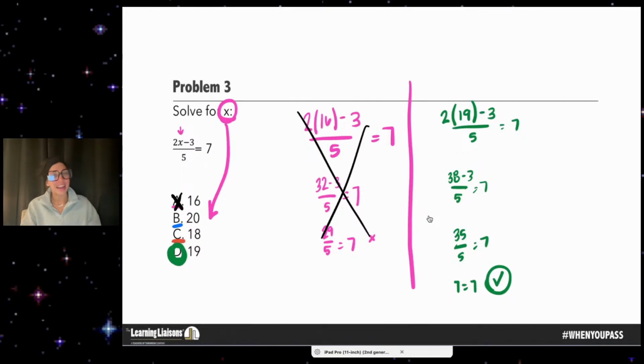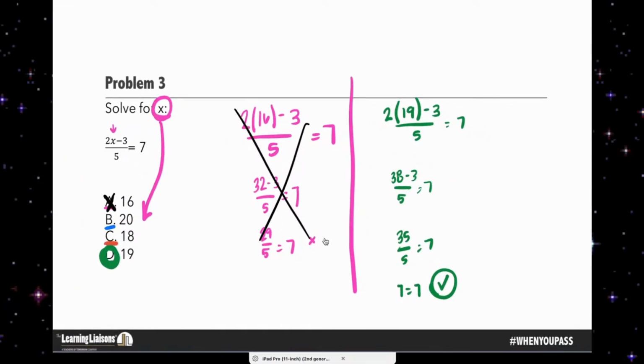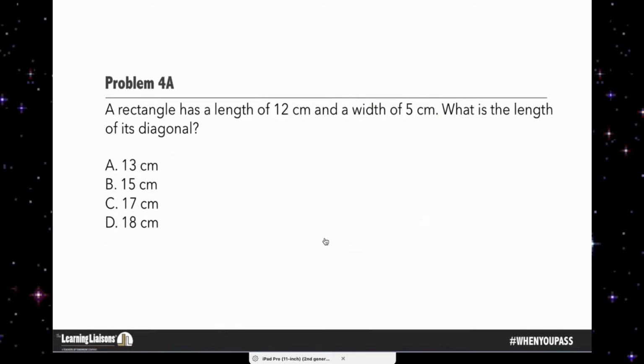All right, let's go ahead and move on to problem number 4. A rectangle has a length of 12 centimeters and a width of 5 centimeters. What is the length of its diagonal?